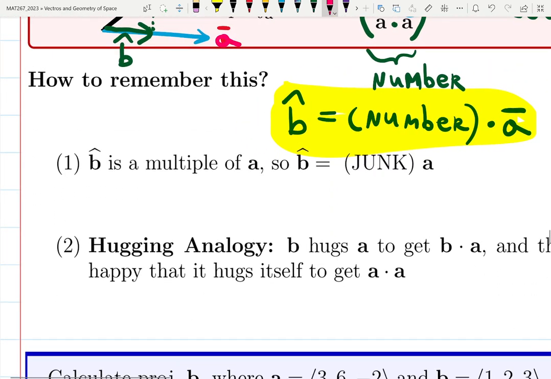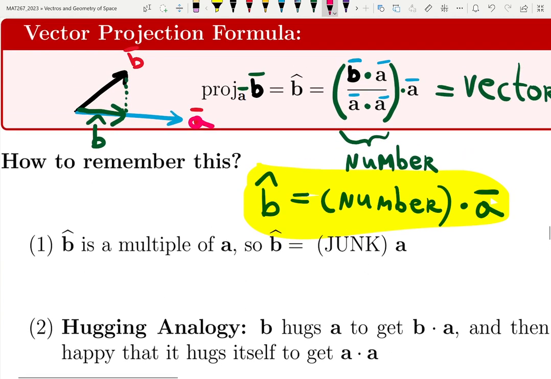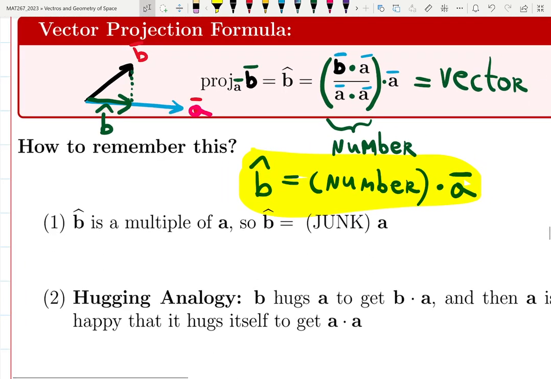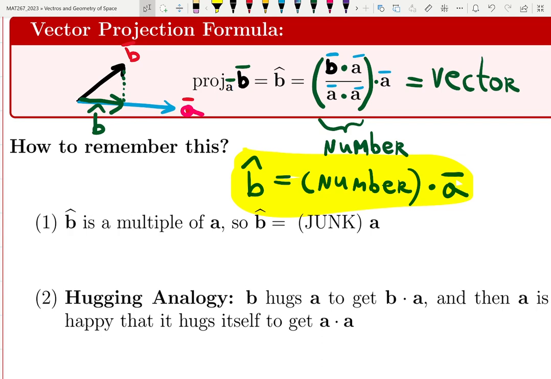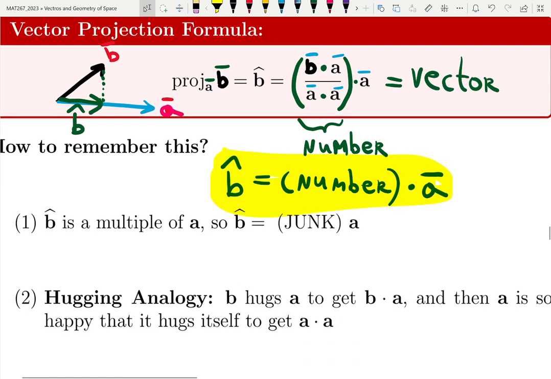Very interesting, my friend says it's a hugging analogy. I'm like, okay, let's see what it means. I was very skeptical at first, and then I really liked it. B hugs A, because B goes down to A to hug it, right? Very cute idea.